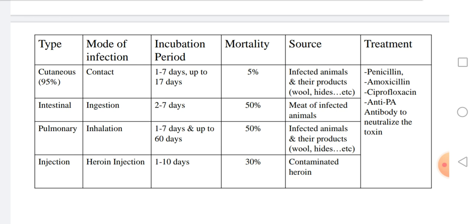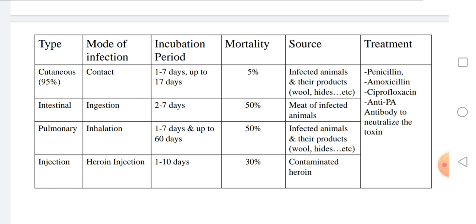The intestinal type: the mode of infection is by ingestion or swallowing of the spores. The incubation period ranges from 2 to 7 days. The mortality rate is high, about 50%. The source of infection: meat of infected animals. The pulmonary type: the mode of infection is by inhalation of the spores. The incubation period ranges from 1 day to 7 days, but may be up to 60 days. The mortality rate is high, about 50%. Source of infection: infected animals and their products.